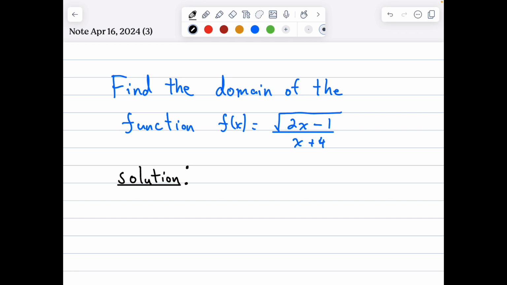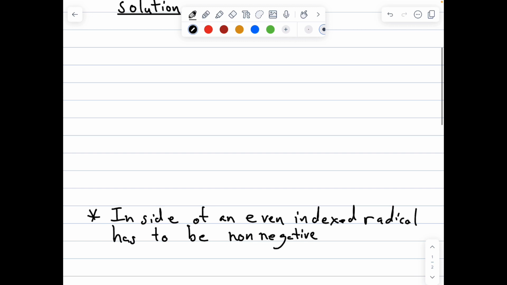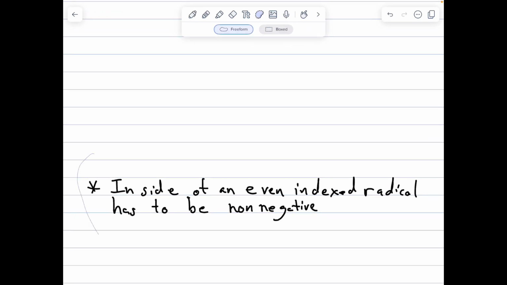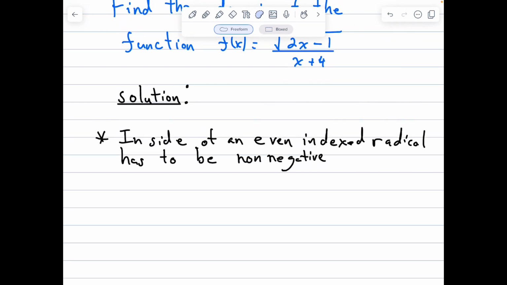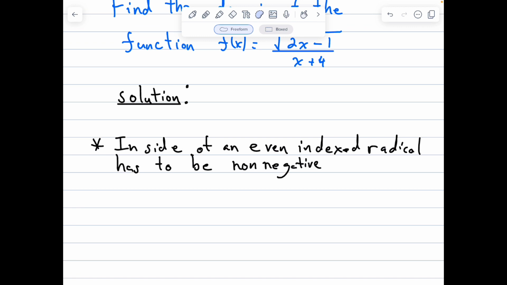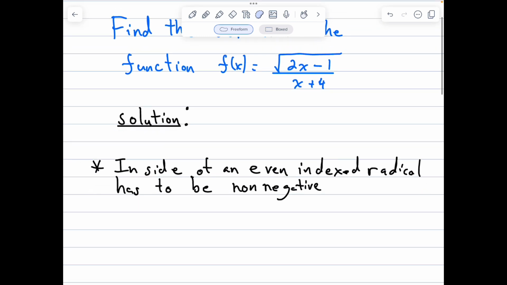What I like to do is see the types of operations that are presented in our function and the restrictions on those operations. So if you notice, we have a square root there. The inside of a square root can only be non-negative, and in fact that doesn't work just for square roots, it's any even index radical, we like to say. So let me just move that fact up here. I have written there, the inside of an even index radical has to be non-negative.